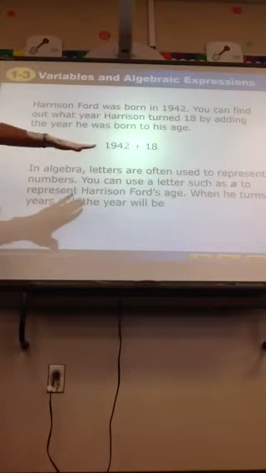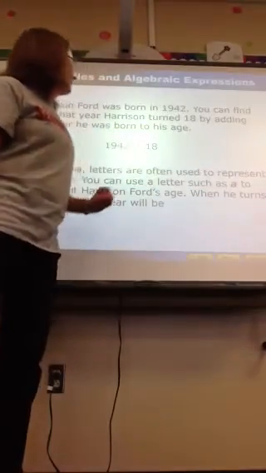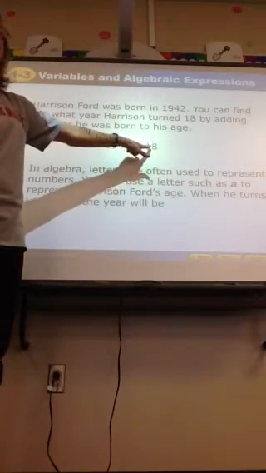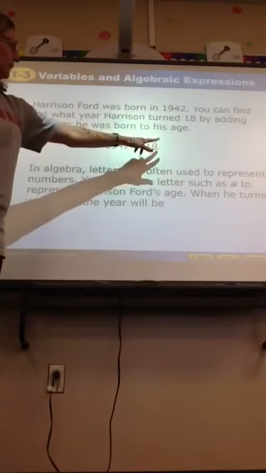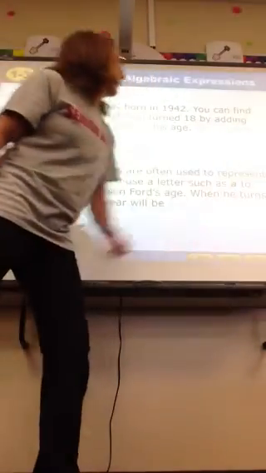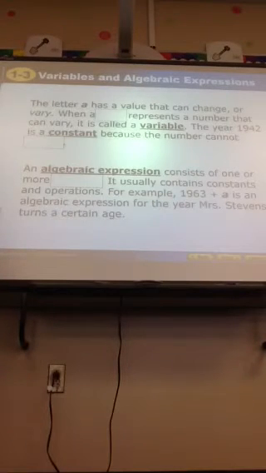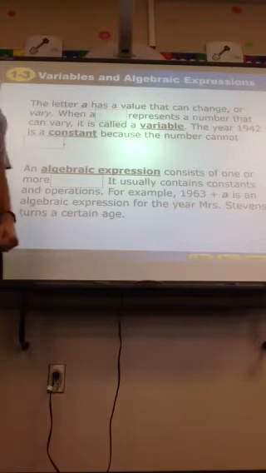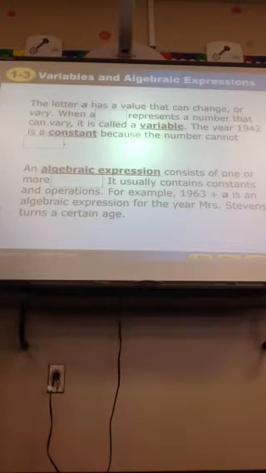Okay, so in algebra, letters are often used to represent numbers. You can use a letter such as A to represent Harrison Ford's age. So A, we're going to put in for his age. In this example, it's 18. And when he turns A years old, in this particular example, 18 years old goes in for that A. The year will be 1942 plus A. What will the year be? This year's constant. Okay, so you guys go ahead and tell me. Is it 1960? I think 18 plus 42 is 60, so it would be 1960.